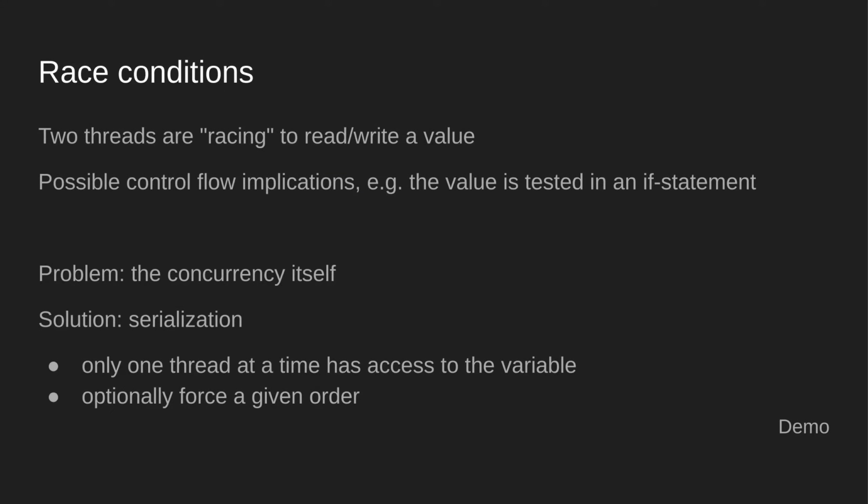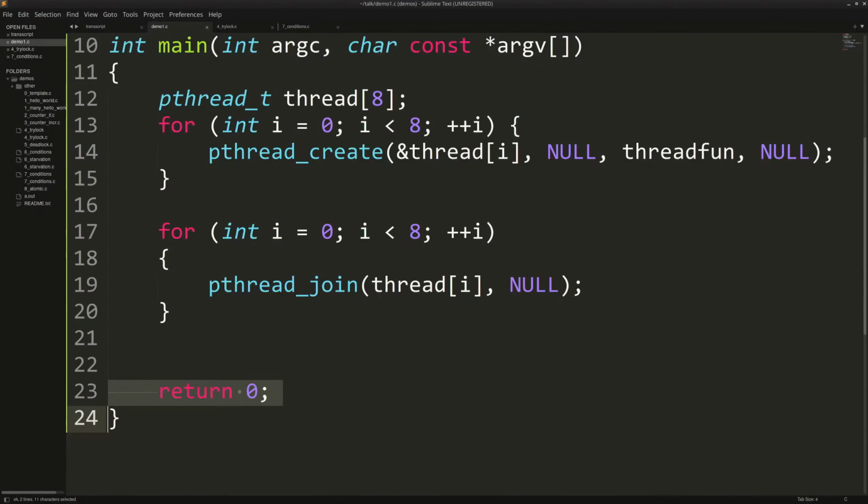So let's talk a bit about race conditions. 2 threads are racing to read or write a value, and this has possible control flow implications. For instance, if you have some thread which is modifying a variable and some other thread which is reading that variable, well, it depends on the order, right? If the write happens before the read, then you might get a different result in the if statement. It might take a different path. So I'm going to show you right now.